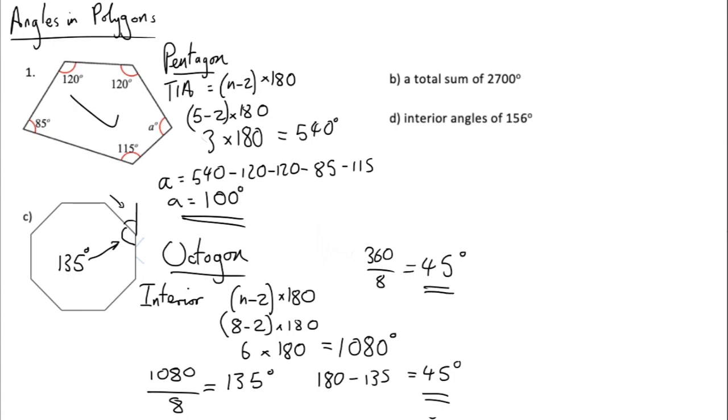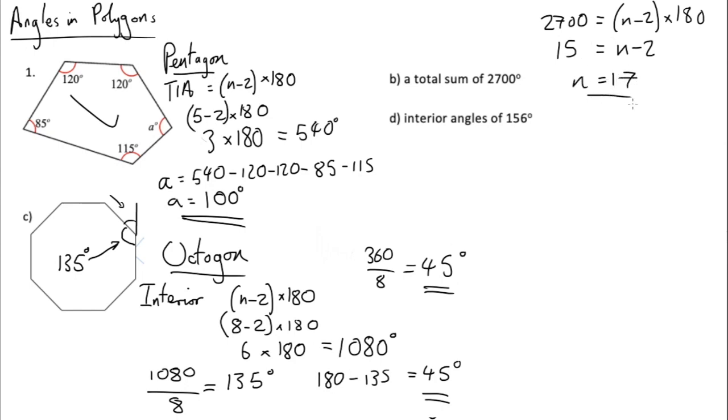Great. Okay, last couple of questions. We have a total sum of 2,700 degrees. We want to work out what shape this is. Okay, well, this is a little bit difficult. It involves a little bit of algebra, but we love algebra, so we'll be fine. 2,700 equals n minus 2 times 180. Okay, first thing to do, work backwards. Let's divide by 180. So 2,700 divided by 180 gives me 15. So n minus 2 equals 15. To solve this is easy now. Add the 2, so n is 17.